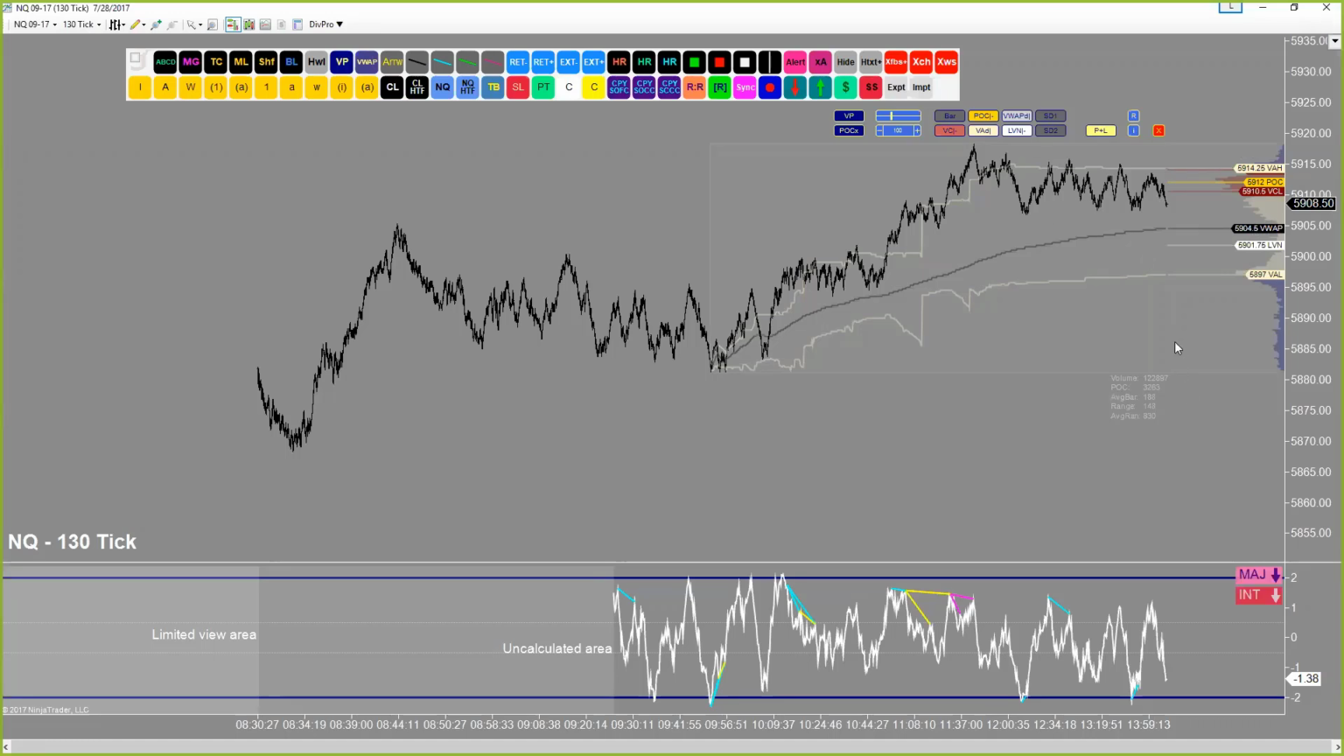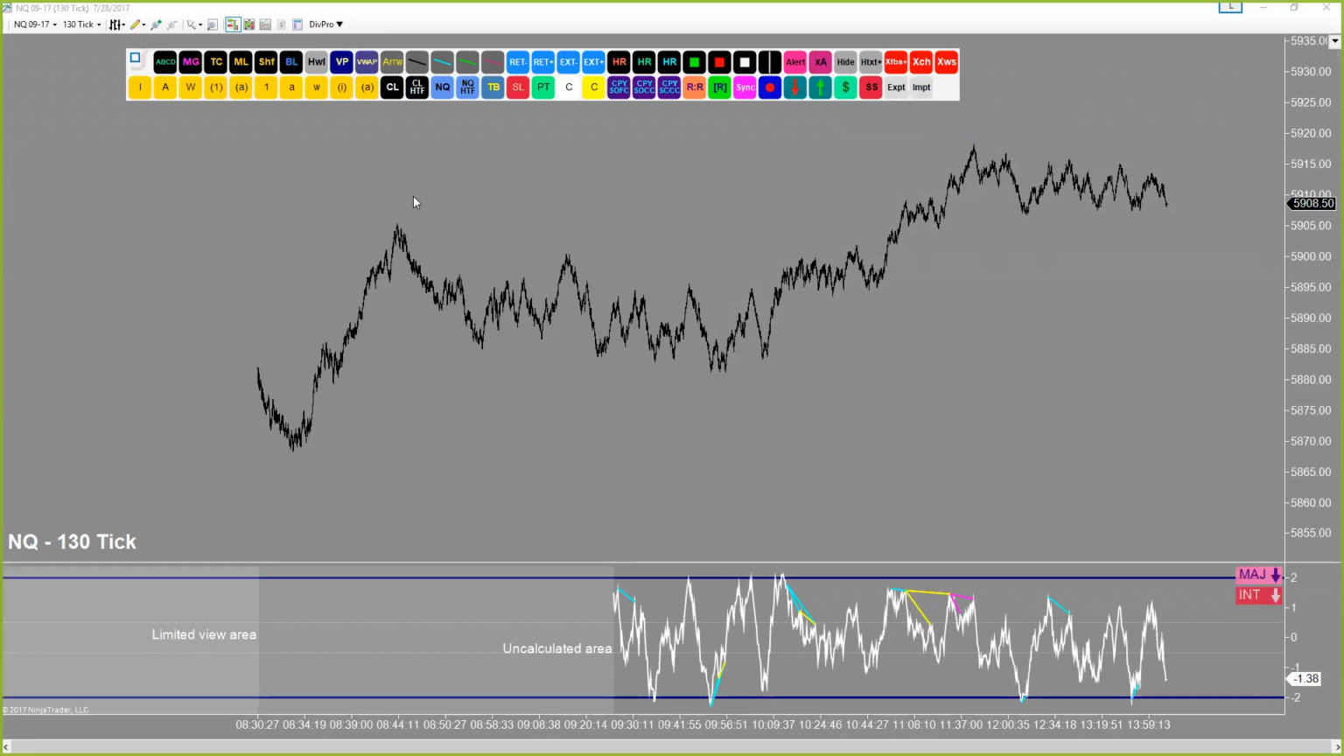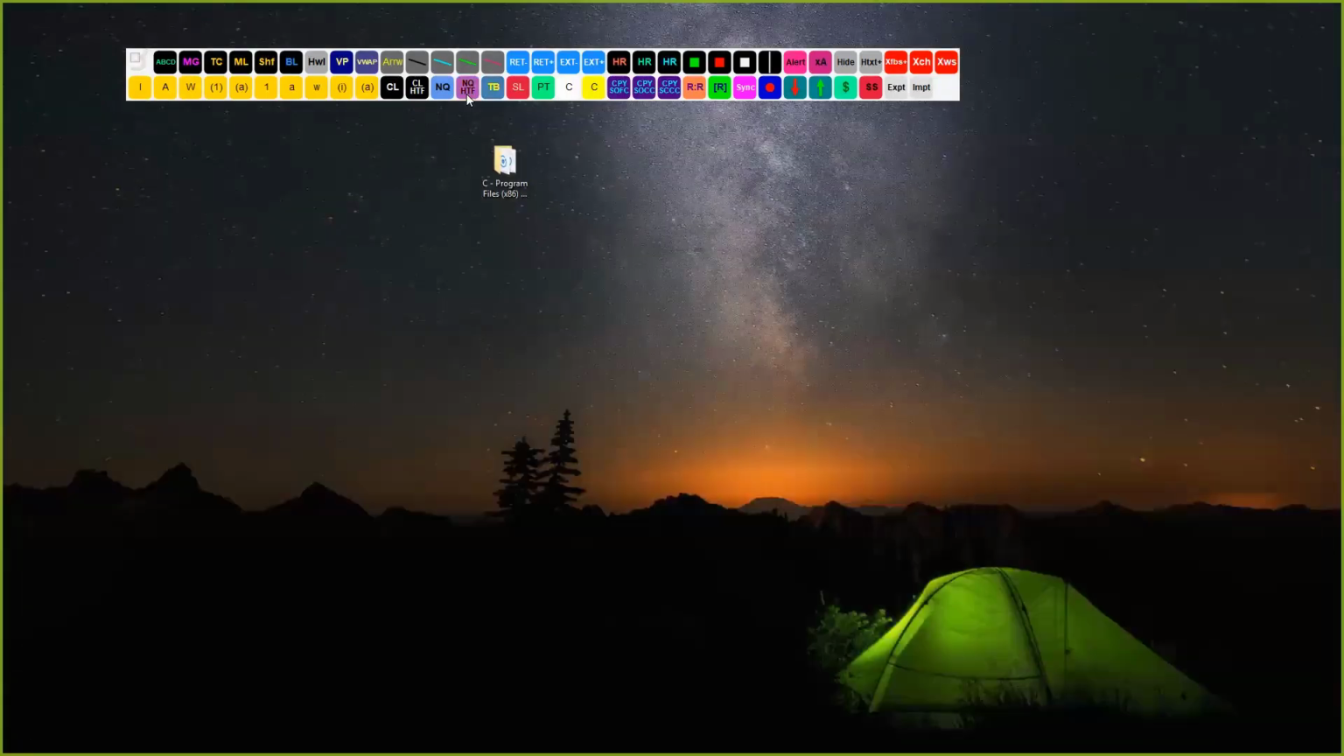Okay, so anything you want to do with the profile or the VWAP, you can do, and that's built into the toolbar. Of course, you have the workspace switchers. You can switch back and forth between workspaces.